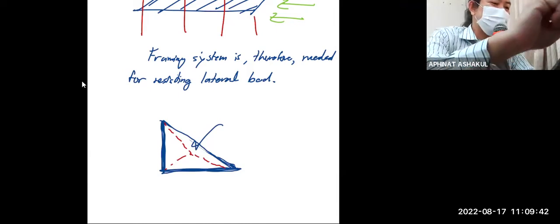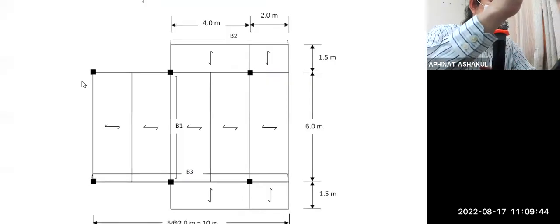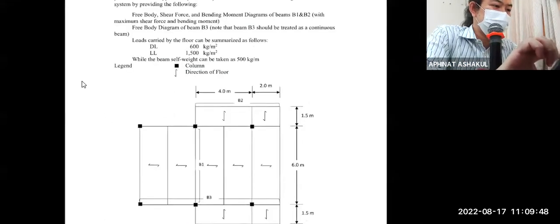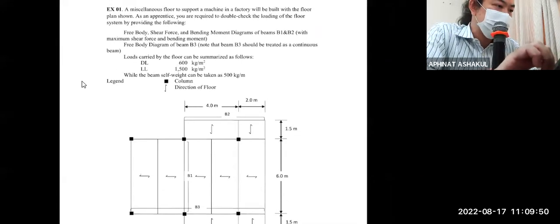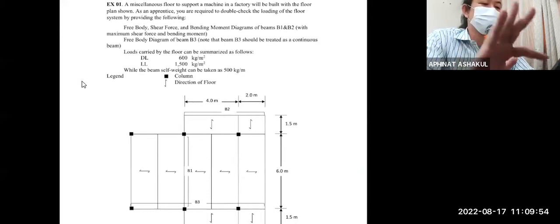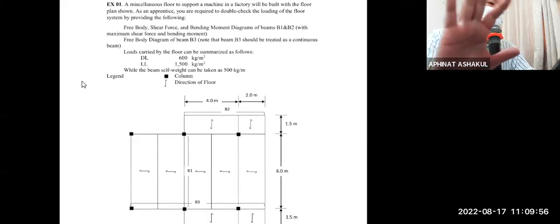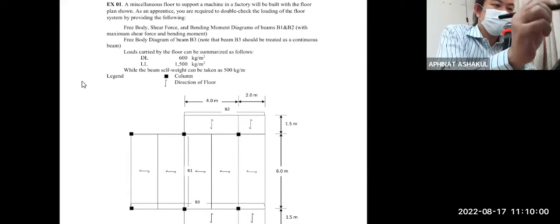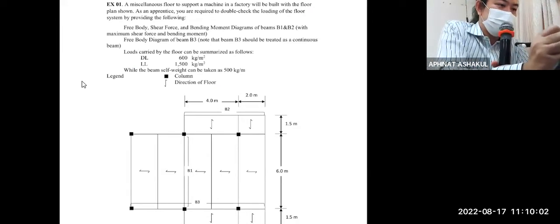Anyway, so we're ready, right? So let's take a look at the system. Okay. Now, as I have mentioned before, this is sort of a miscellaneous floor system. So it's just that much. You know, it's not the entire floor. It gives you something that is to support the machine in the factory.